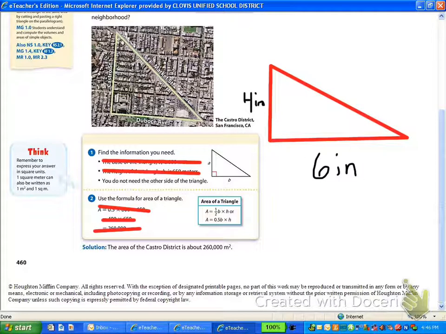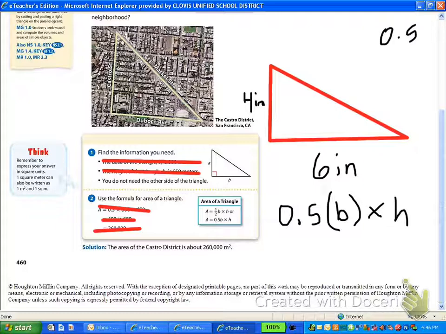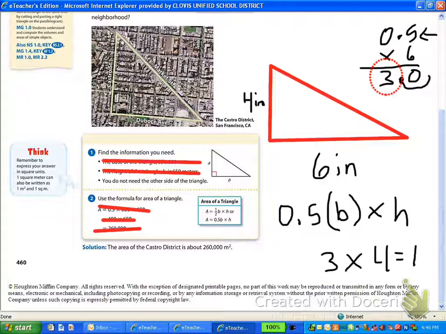They also give you 0.5 times the base times the height. Because if you go 0.5 times 6, you're going to get 30. You have 1 decimal place, so you can move that over to your right, and you're going to be left with 3. Then you would take that 3 times 4 and get 12 like I did before. So either way is okay, you'll get the same answer.